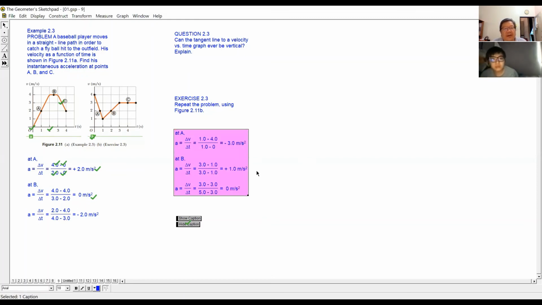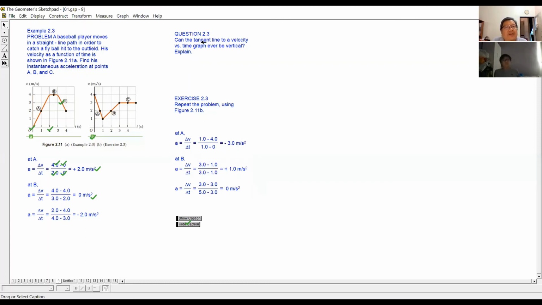So if the slope is negative, that means the acceleration is negative. Because it's a straight line, the acceleration is constant. If the slope is positive, that means the acceleration is positive, right? And because it's a straight line and not a curve, the acceleration is fixed, right? And finally, if it's a flat line, that means the acceleration is 0.